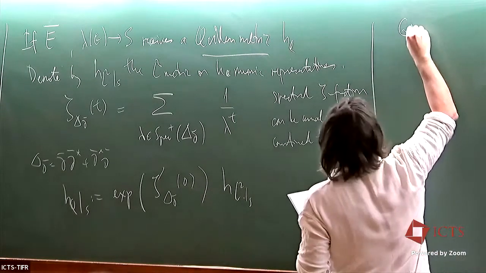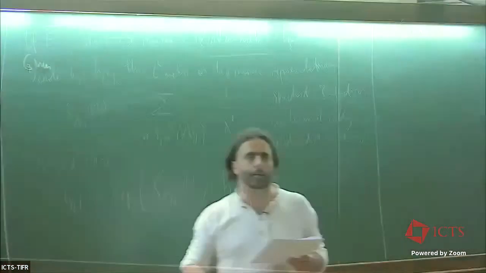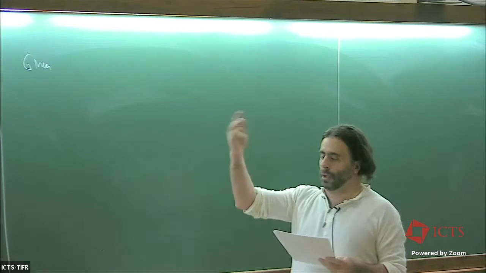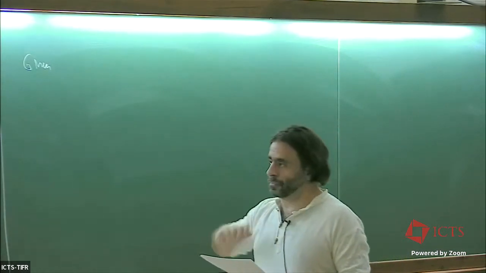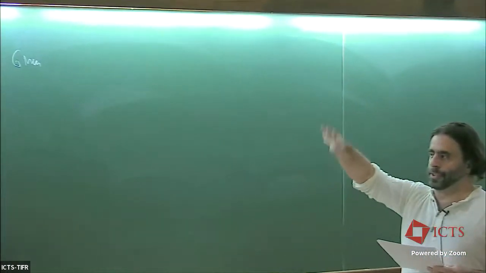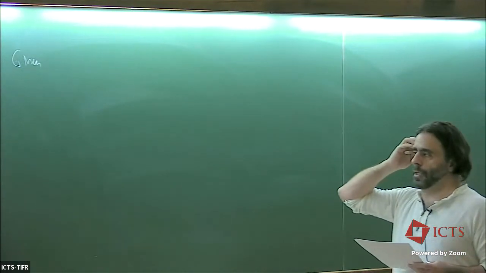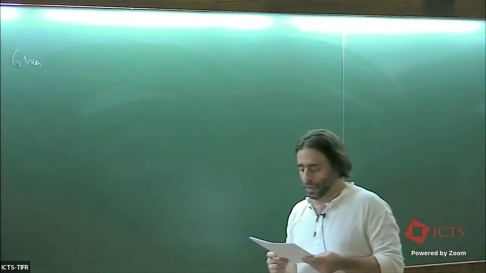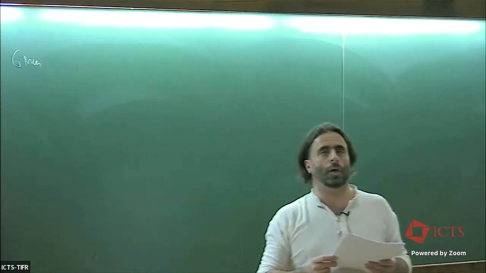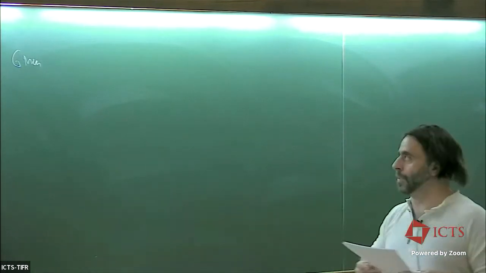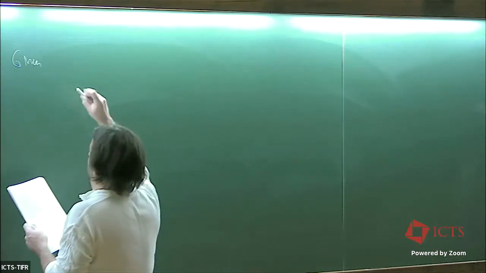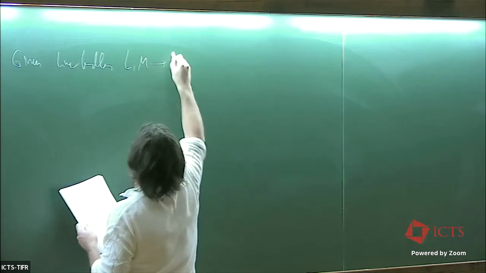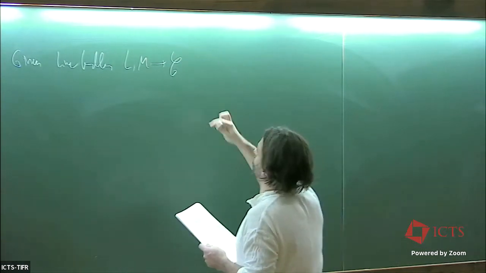So now the link pairing. To get the determinant of cohomology, you need a vector bundle on this total space. To define the link pairing, I need two line bundles on the total space. So given line bundles L and M on C, we have the link pairing.